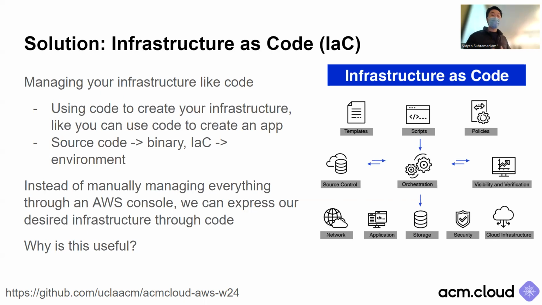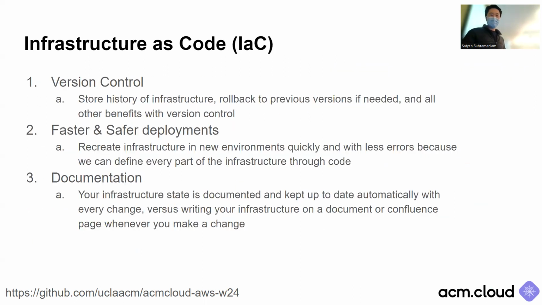So instead of manually managing everything through something like an AWS console, we can express our desired infrastructure through code. And there are many reasons why this can be useful, and they relate to why manually setting up infrastructure had a lot of problems. So one thing is version control. If you know Git and GitHub, all the benefits of version control and maintaining a code base come with infrastructure as code, because now we're writing code to describe our infrastructure.